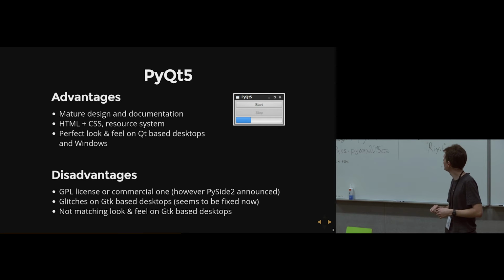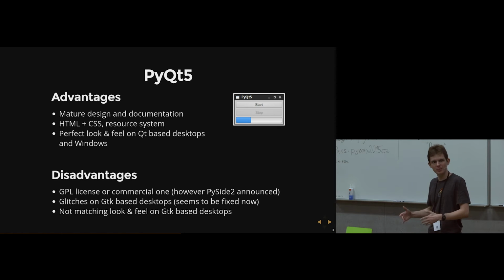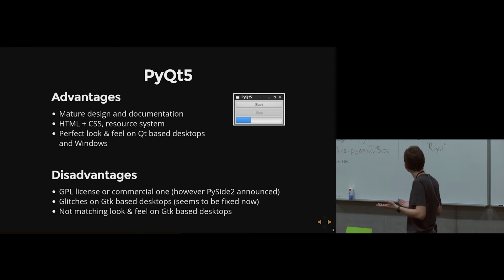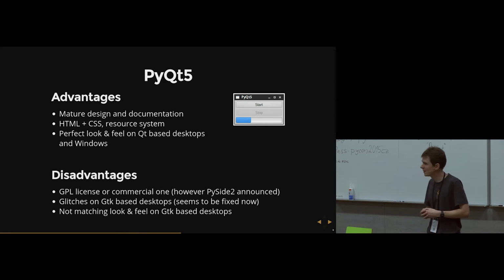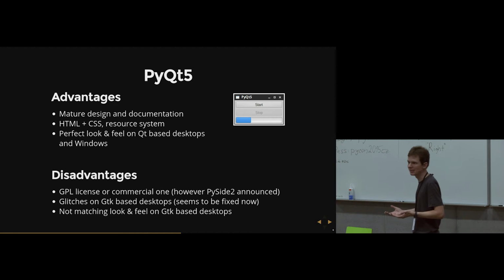It seems that Qt, whoever now owns Qt, I think it's called the Qt Company, right? They announced this PySide2 effort, which should be an LGPL wrapper on Qt. It's not there yet, so we'll see. I had some problems with it on my GTK desktop, which seem to be fixed now. But you have to keep this in mind. You can encounter weird behavior. Also, the look and feel of a Qt application is a little bit different from a GTK one. But if you use any Qt application, you probably noticed. And so the question is, do you care?